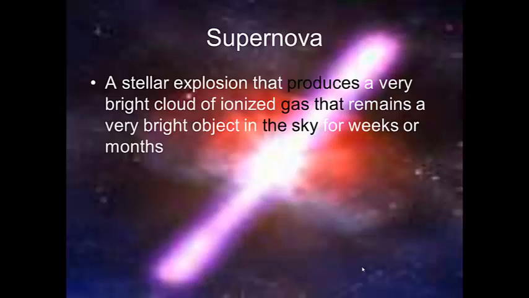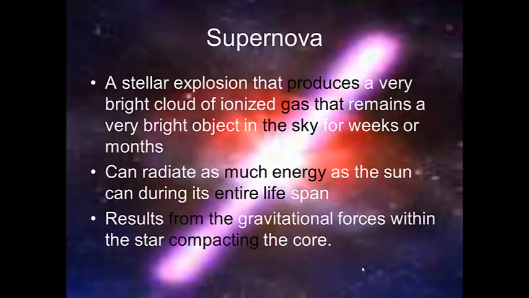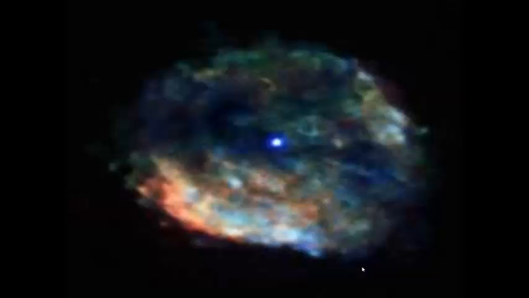A supernova is a stellar explosion that produces a bright cloud of ionized gas that remains very bright in the sky for weeks or months. It can radiate as much energy as the sun can during its entire lifespan. This results from the gravitational forces within the star compacting at the core.